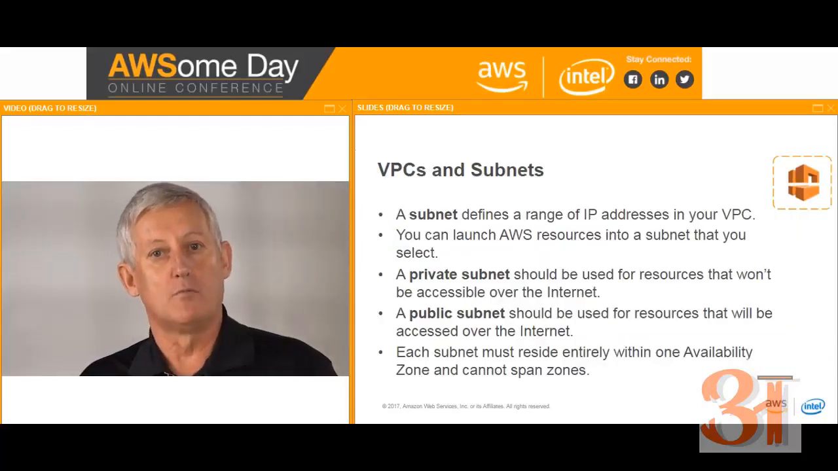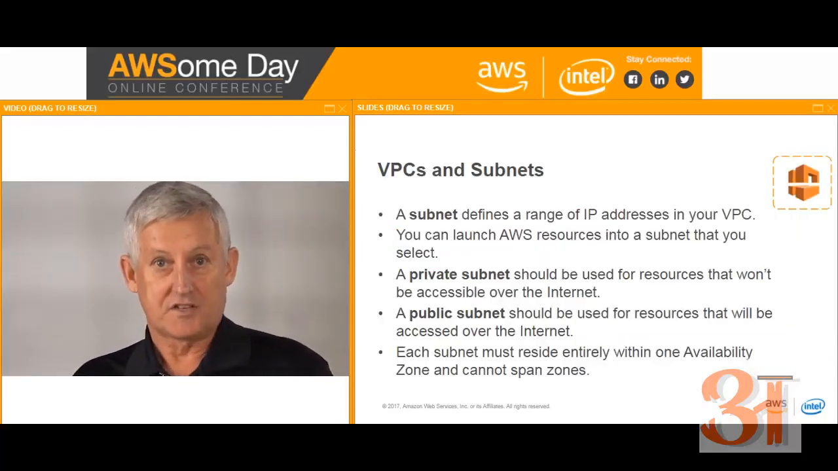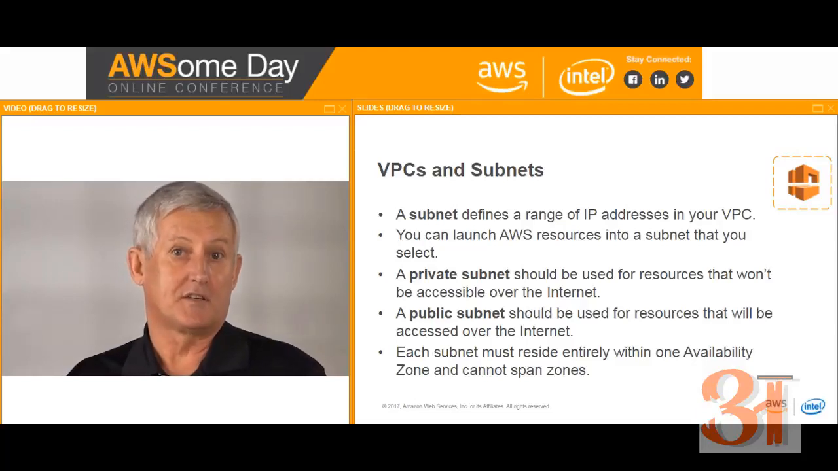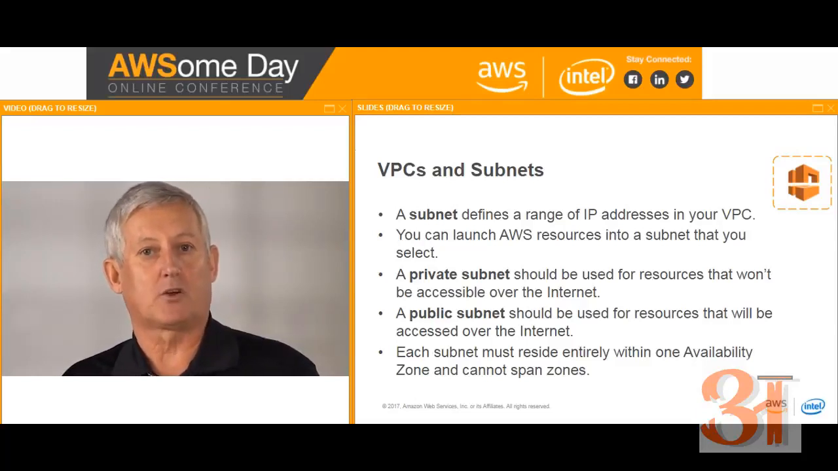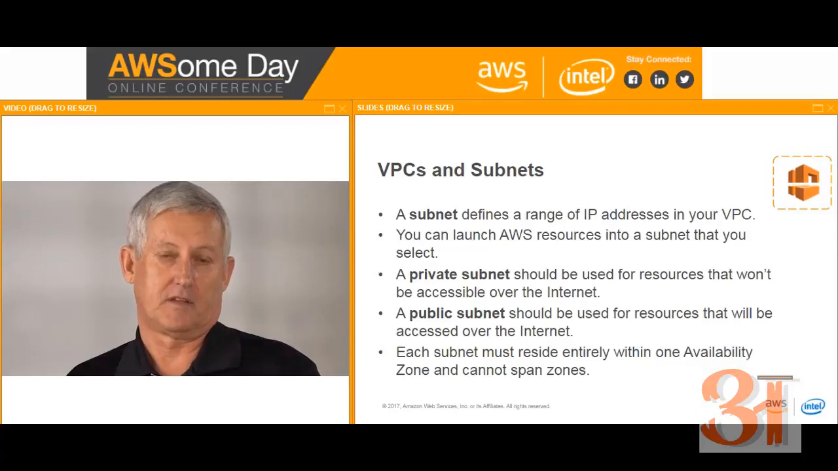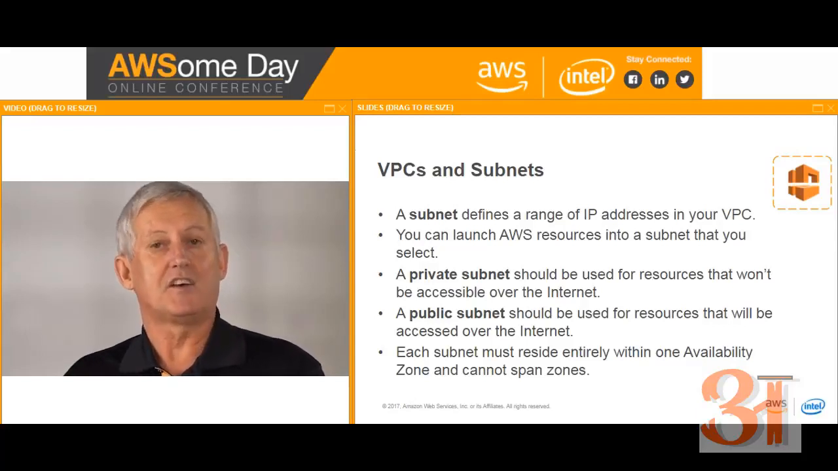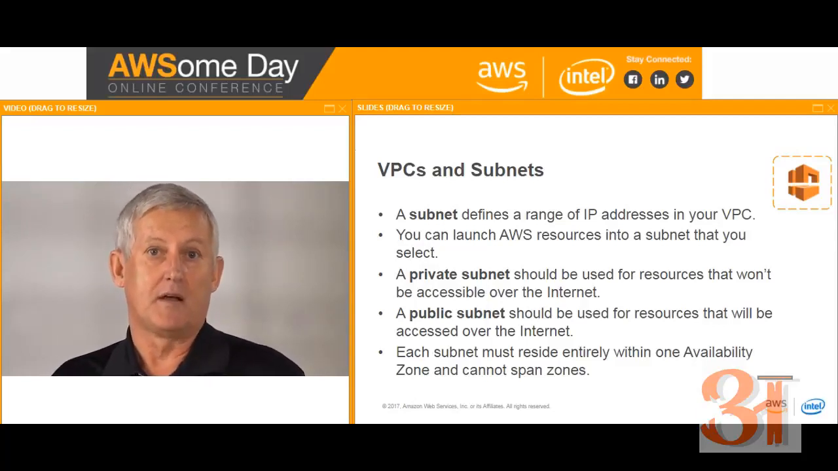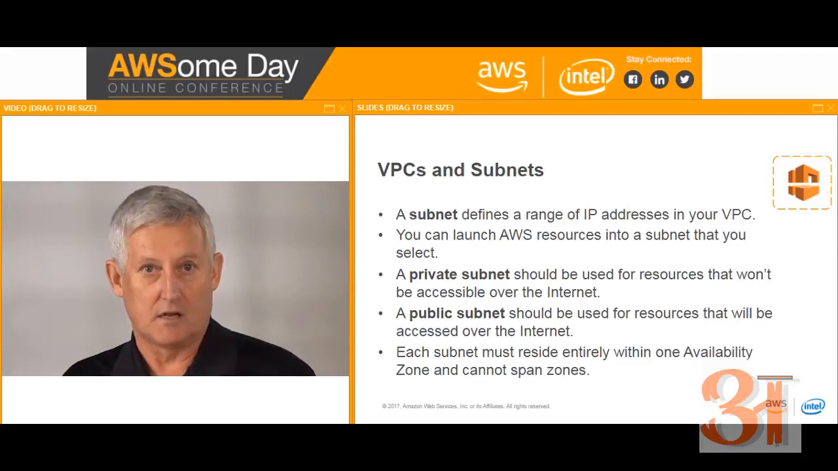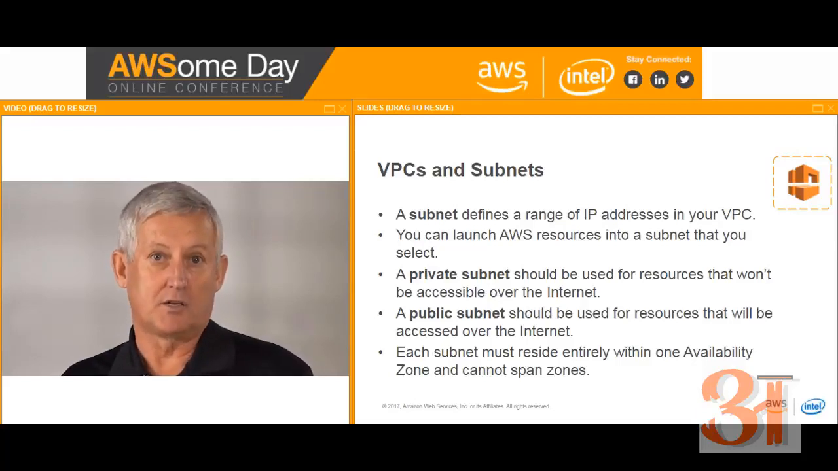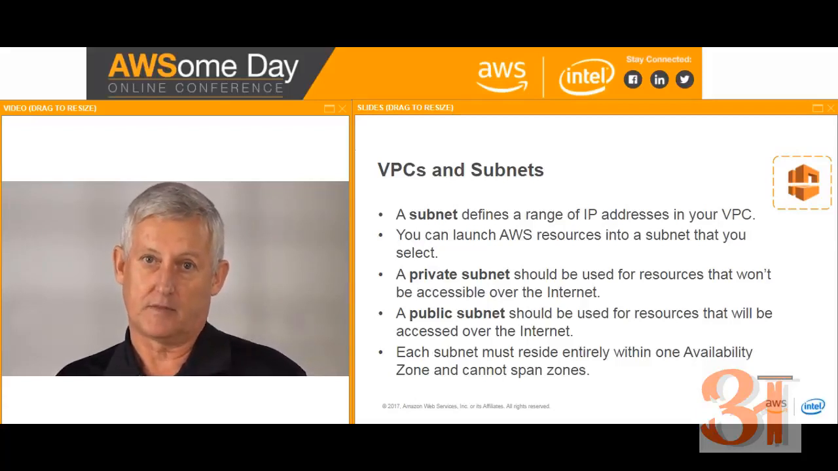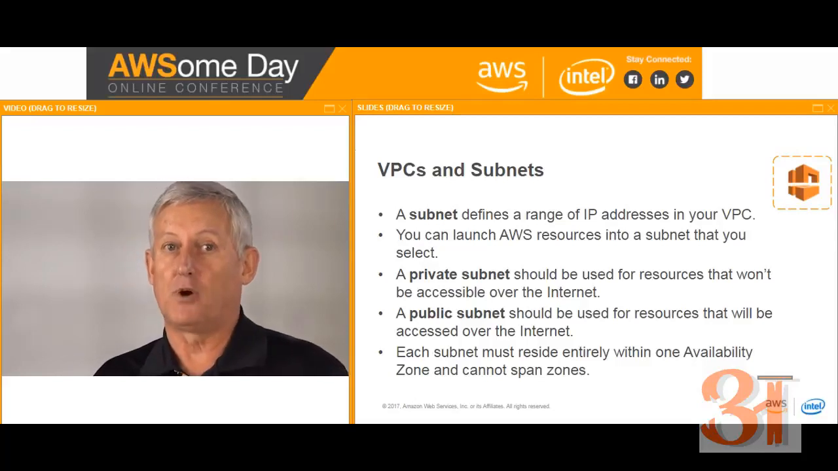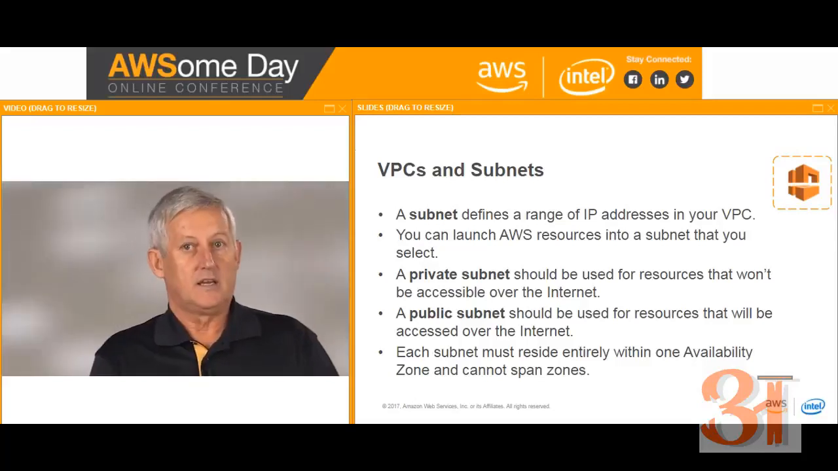VPCs are made up of one or more subnets. Subnets exist within AZs, that is, they cannot span across multiple AZs. Just like a VPC, a subnet has a defined private IP address range. The address range for a subnet must be a logical subset of the address range assigned to its parent VPC. Subnets can be private or public.